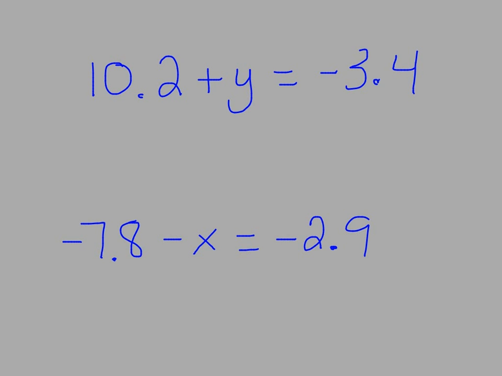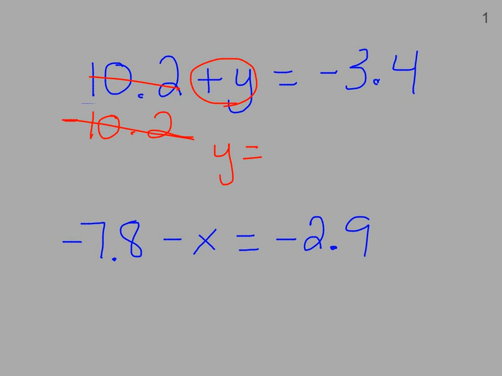So right here, since we have the 10.2 plus y, the 10.2 is positive. So in order to get rid of it, I'm going to subtract it. So I'm going to write minus 10.2 underneath it. And that way I can cancel it out, and I'm left with just the plus y. So I'm going to write that down right there.